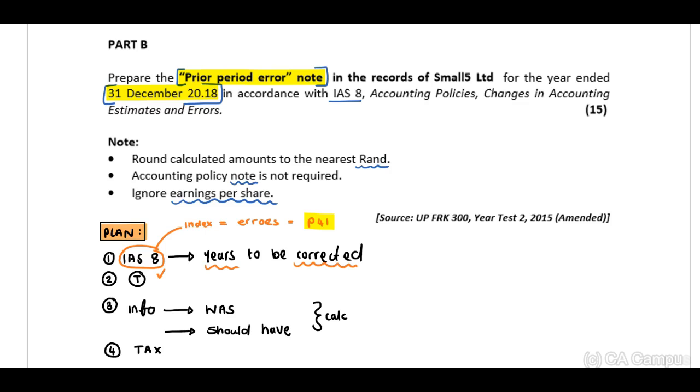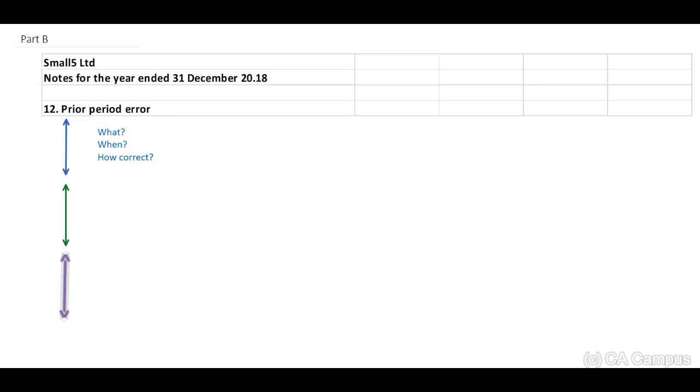Now, in terms of our steps, we know what to do. IS8. We need to correct 20.17. We need to correct our opening balance, 20.17. We are now able to include a template. Now, guys, I know at this point of time, your template is practically clean. I'm going to indicate on a new page to my marker that this is my part B. I am only going to include a heading, prior period error, because at this point of time, I will have to read through the information again to be able to complete this.